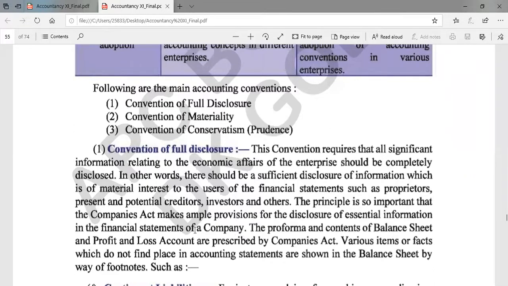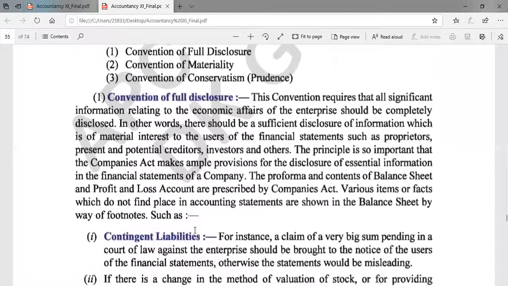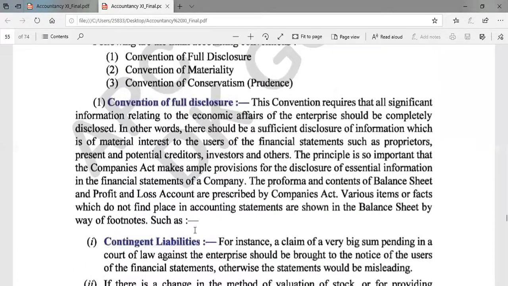Okay, next one is convention. So now let's start with the three conventions that we have here. The first one is convention of full disclosure, convention of materiality, and convention of conservatism, which is called prudence. I will explain all three concepts, right? We will start with the first, full disclosure. What is its name telling you? Full disclosure. That means every information, every transaction, whether big or small, which is happening in an organization, you need to disclose it in the books of accounts.